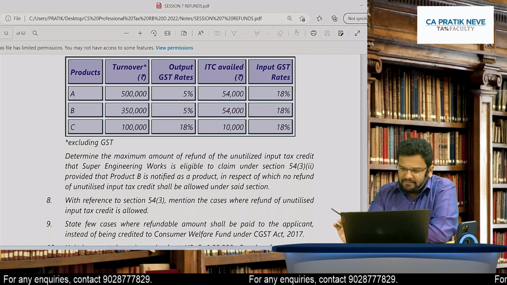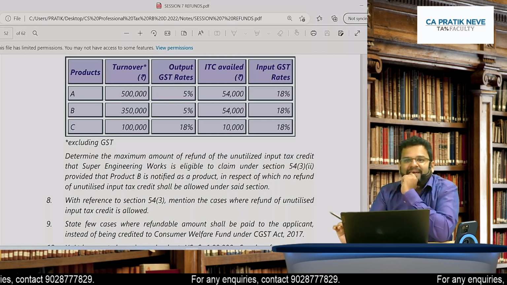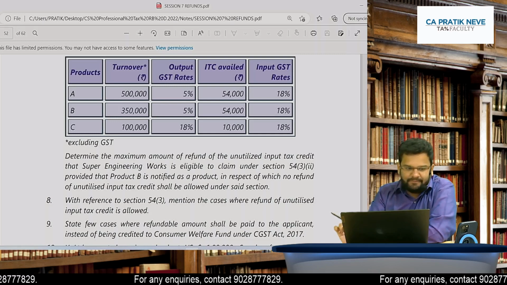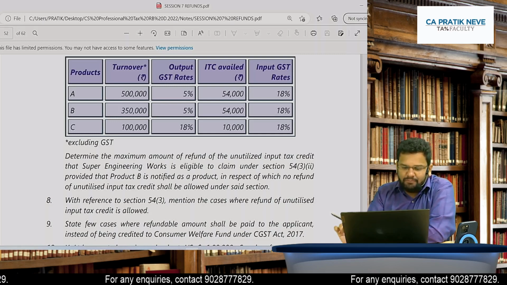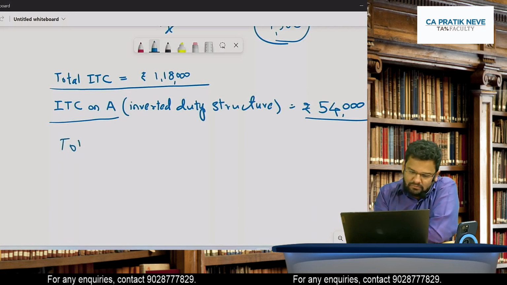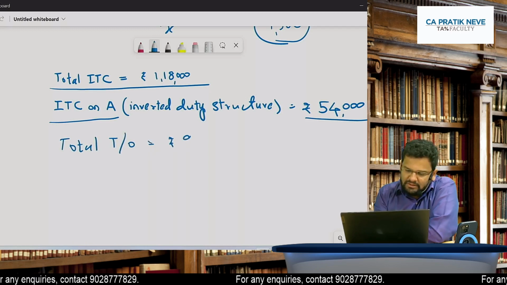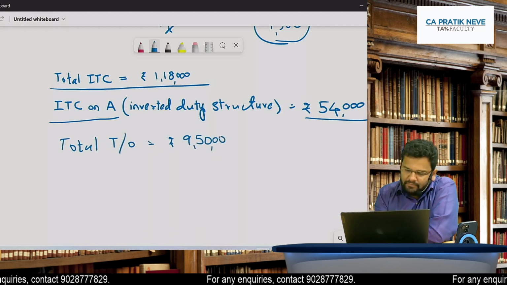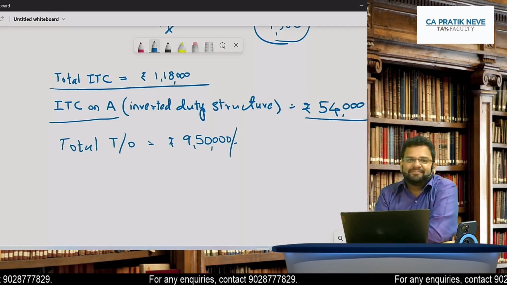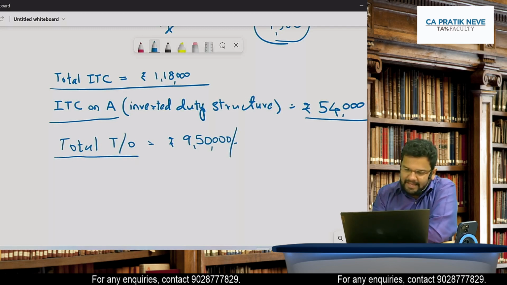And friends, what is the total turnover? Total turnover is 9,50,000. 5 plus 3.5 plus 1. So total turnover is 9,50,000. Agreed? Yes. Very good.